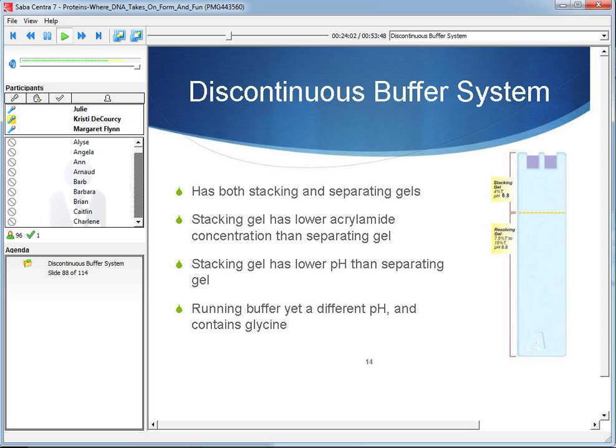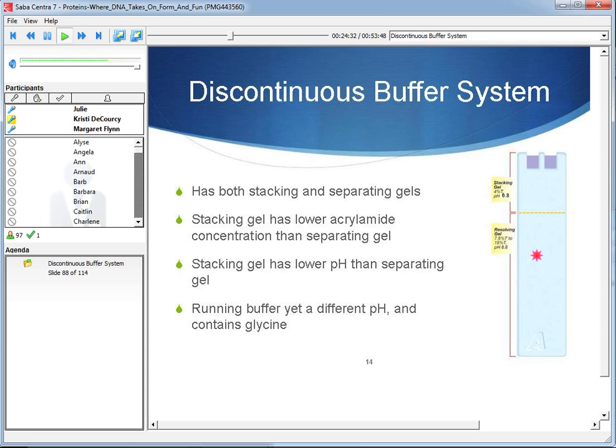But the nutshell version is there are two gels, one on top of the other. The top is the stacking gel, the bottom is the separating or resolving gel. They have different pHs. The stacking gel has a lower pH, it has a lower molarity of buffer, and it has a lower percent acrylamide. The resolving or separating gel, that's the one that will be 12 or 15 or 18% acrylamide. It'll have a higher molarity and a higher pH.